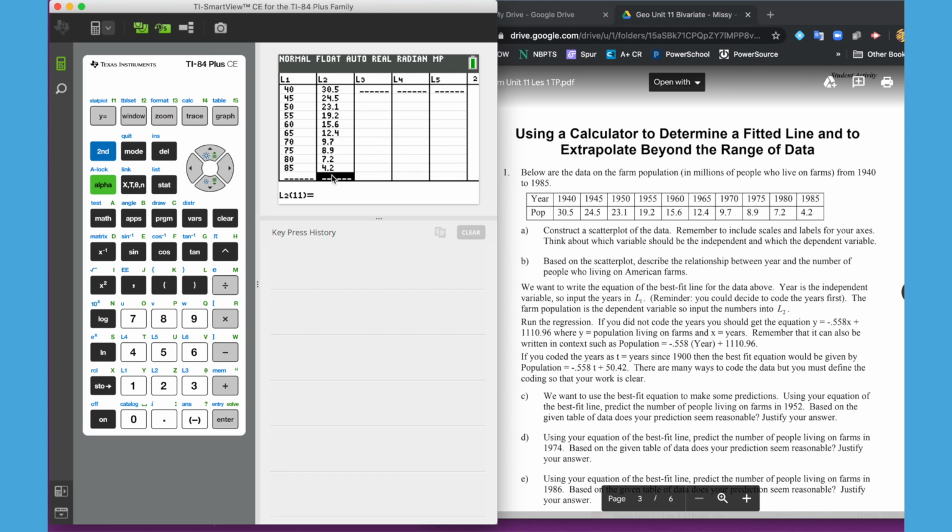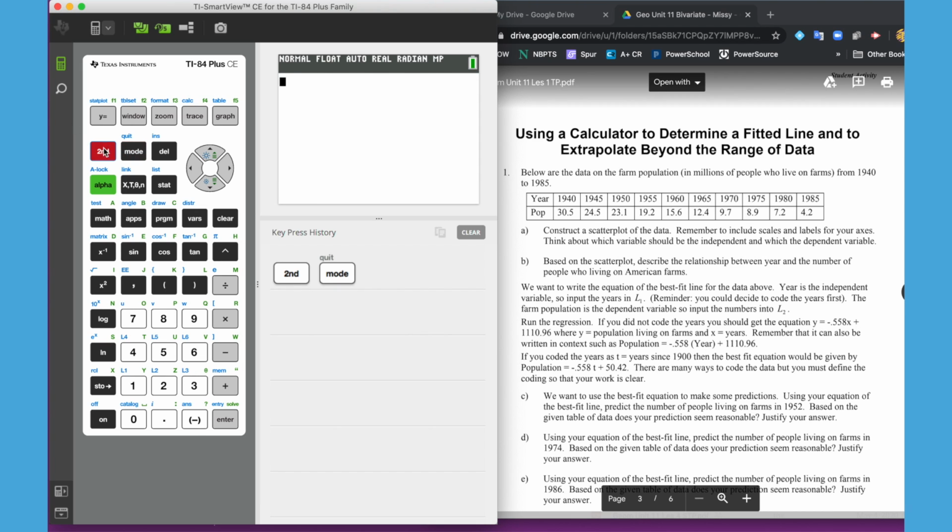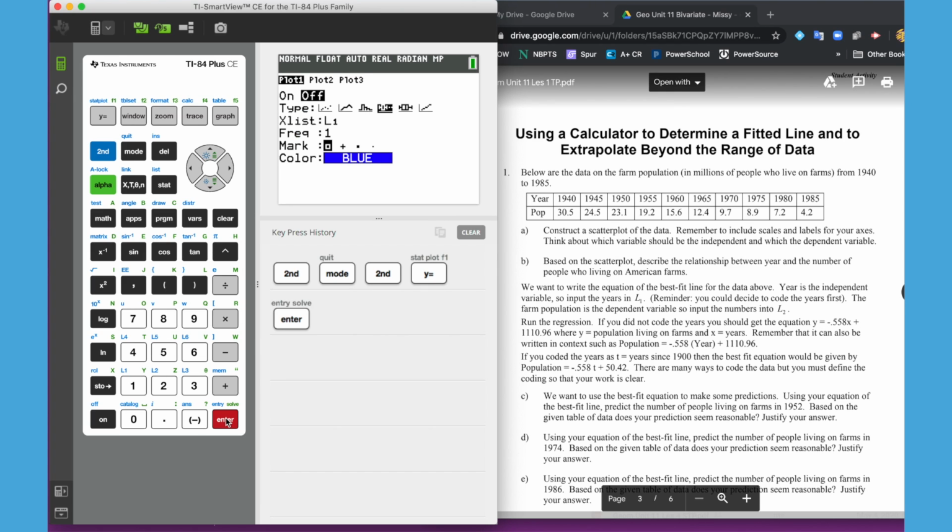When we're ready to graph a scatter plot, we are still going to hit quit. We are going to stat plot, and in the first stat plot, we're going to turn it on. When we go down to type, this very first one is a scatter plot. Notice it asks for X list and Y list. We know that the year would be on X, and that's in L1, and Y would be L2, which is the population in millions.